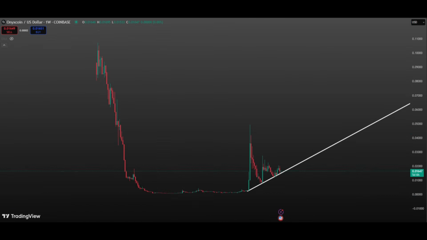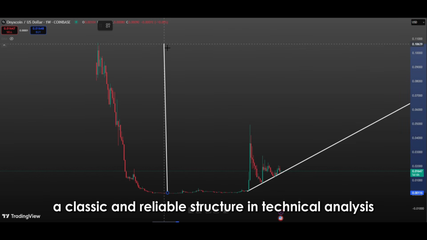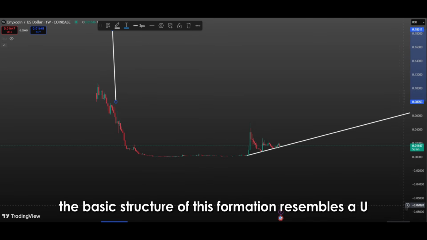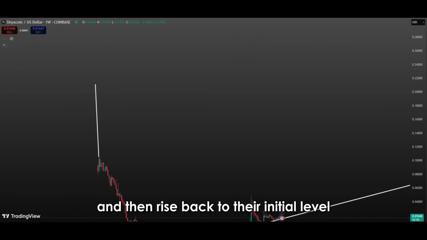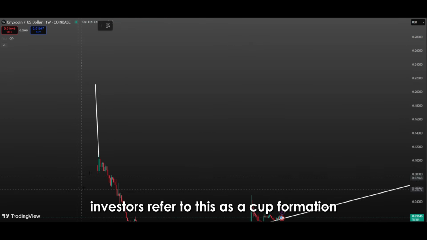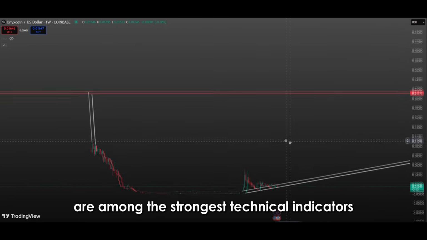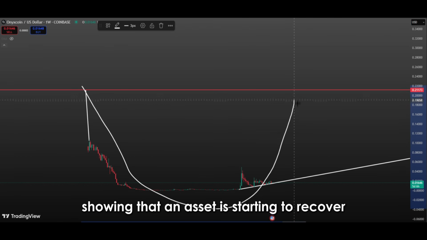a bullish trend. One of the most striking patterns on the chart is the cup formation, a classic and reliable structure in technical analysis that signals long-term bullish potential. The basic structure of this formation resembles a U shape, created when falling prices bottom out and then rise back to their initial level. Investors refer to this as a cup formation. These types of patterns are among the strongest technical indicators, especially when they appear after a long downtrend, showing that an asset is starting to recover.